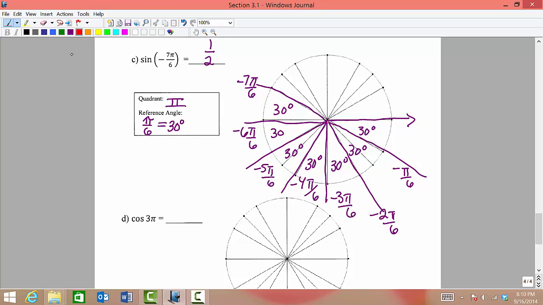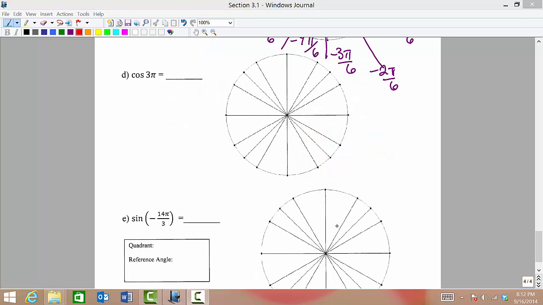What would be the degree measure equivalent to this? Well, pi over 6 we said was 30 degrees. So negative 7 pi over 6 is equivalent to negative 210 degrees. And that all adds up and is consistent with what we know about negative 210 degrees. So is sine positive or negative in quadrant 2? The answer is positive. So the sine of negative 7 pi over 6 would be positive 1/2.